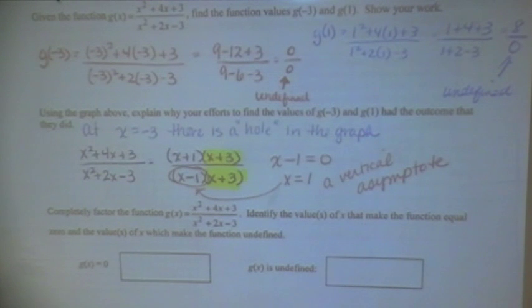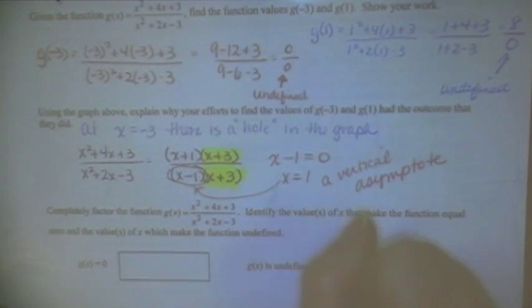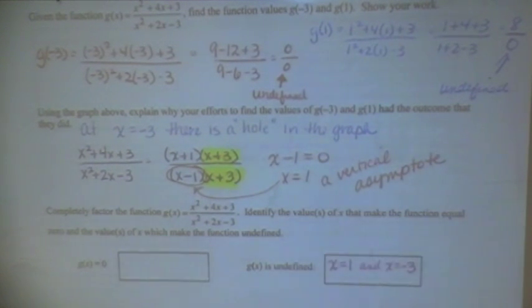So we want to find when the numerator is 0, but not the denominator. The denominator cannot equal 0. We already know those two places where g of x is undefined. We found them already, right here at these two places. It is undefined at x equals 1 because that is an asymptote. It is also undefined at x equals negative 3 because that is a hole. And you have to be able to identify which one is which, but they are both undefined. So we know that piece.